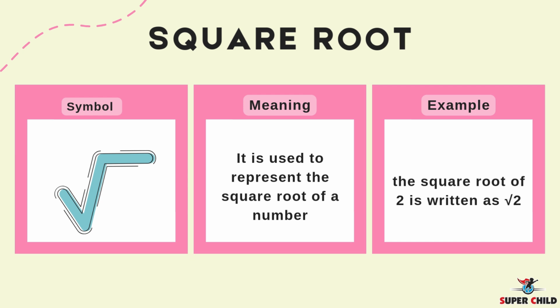Square root. So square root is used to represent the square root of a number. For example, the square root of 2 is written as square root sign 2. And the symbol is this square root sign.